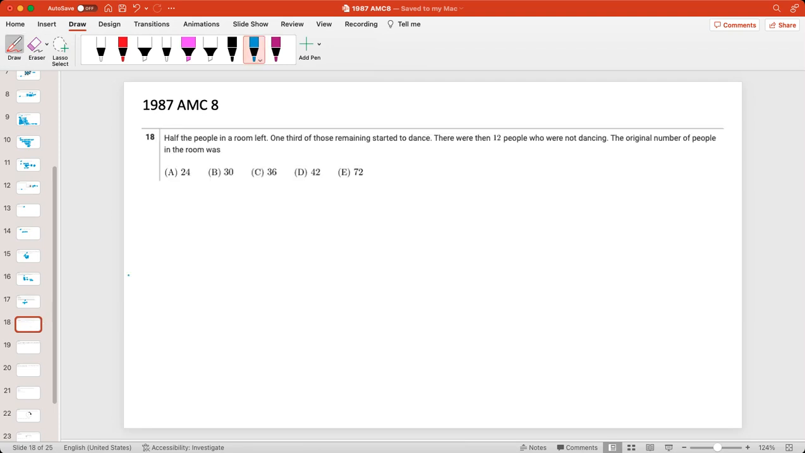Going to the next question. Half the people in a room left. 1/3 of the remaining started to dance. There were 12 people who were not dancing. The original number of people in the room was? So let's keep the original number of people to be X. So X by 2 left the room. And 1/3 of the remaining people started to dance. So who's remaining? If X by 2 left the room, obviously X by 2 is remaining, of which 1/3 started to dance.